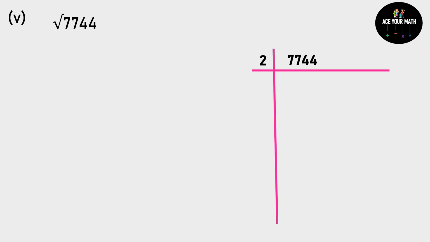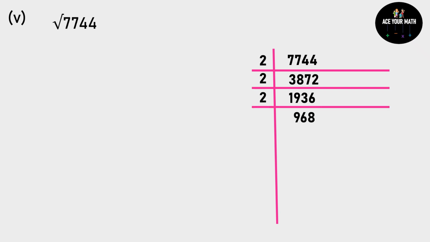If the unit digit is an even number, it means the whole number is even and you will divide it by 2. When you divide it by 2, what do we get? You get 3872. The next number is again even. So again try with 2. You get 1936. Divide again by 2.